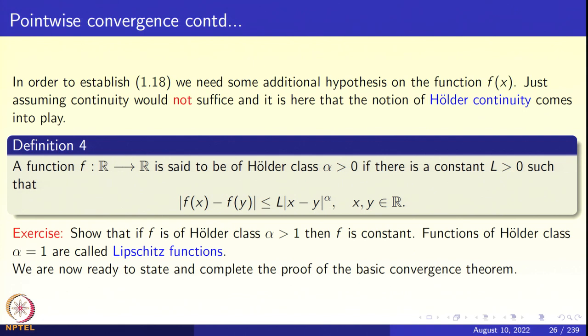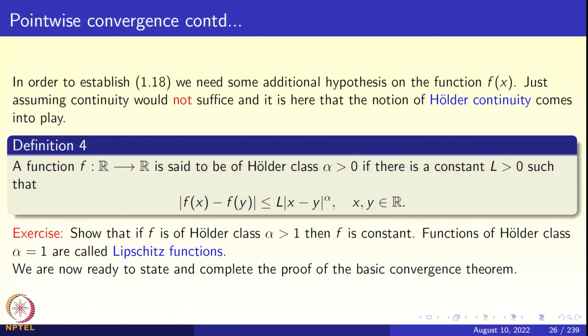Now if alpha happens to be bigger than 1, then f is constant. That's an exercise. So the only interesting case is when alpha is between 0 and 1, 1 included, 0 excluded. So alpha should be strictly positive and alpha should be less than or equal to 1. When alpha equals 1, then the functions which satisfy this inequality are called Lipschitz functions. So Lipschitz functions are a special case of Hölder continuous functions.